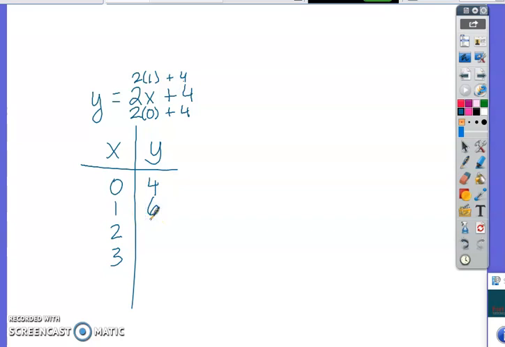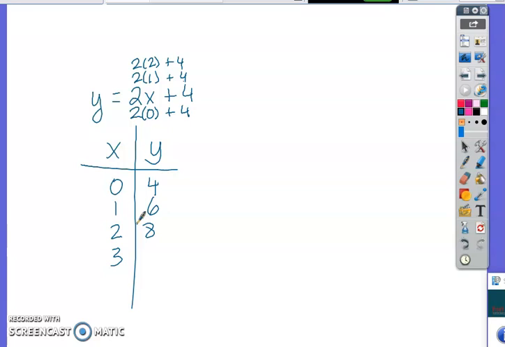We just usually did it with a process column. This time we're not doing it with a process column. Then we have 2, so I would say 2 times 2 plus 4. 2 times 2 is 4, plus 4 is 8.